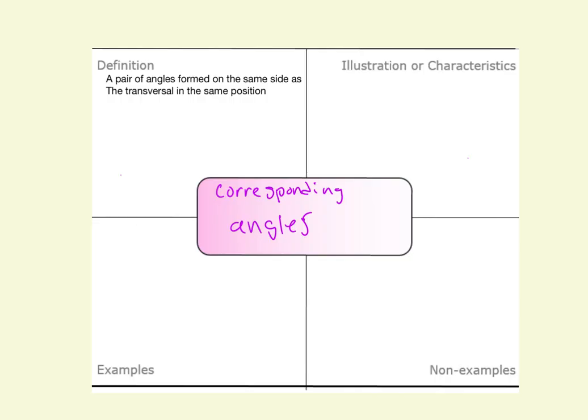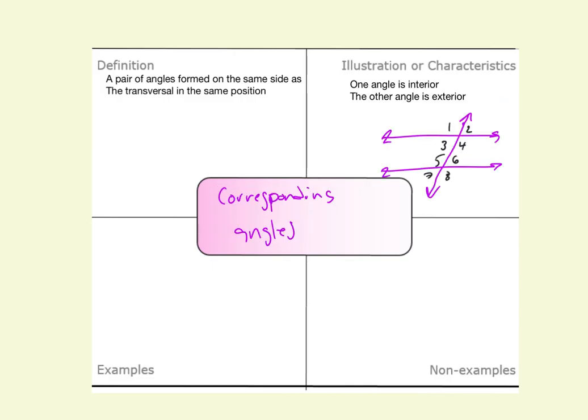So today we're going to be learning about corresponding angles, as said right here in the middle. The definition of corresponding angles is a pair of angles formed on the same side as the transversal in the same position. On the next slide, I'll give you an illustration or some characteristics. So right here we have our illustration or characteristics.